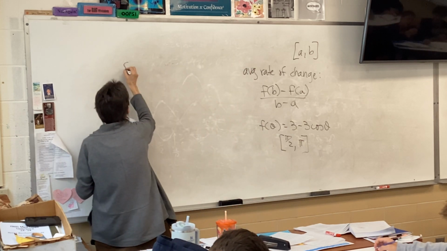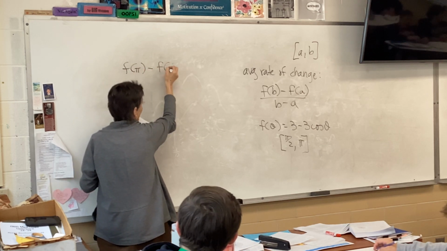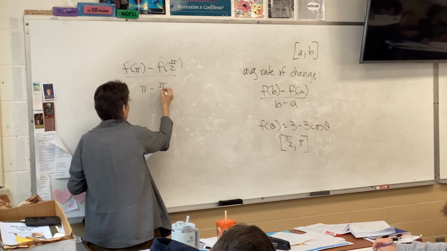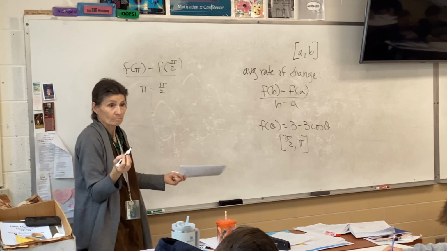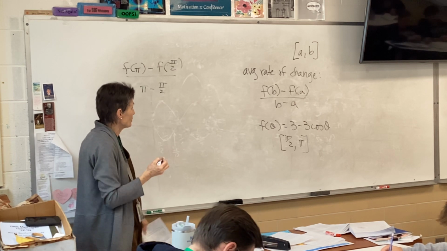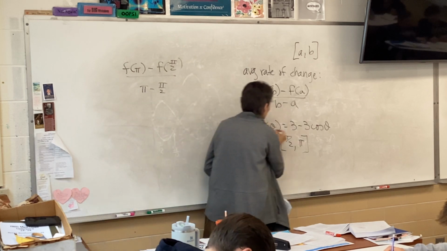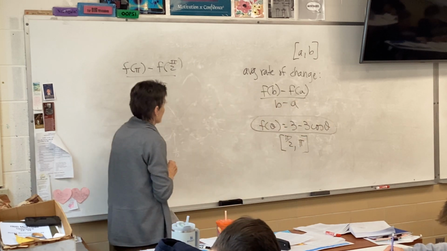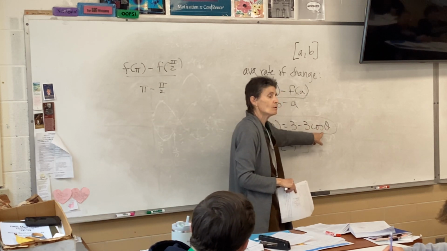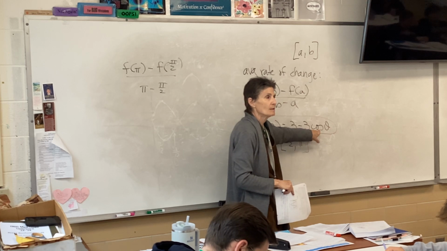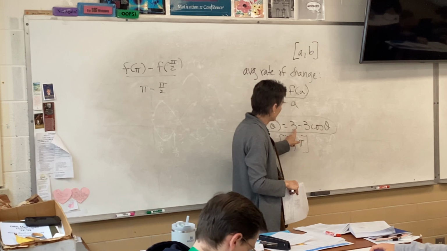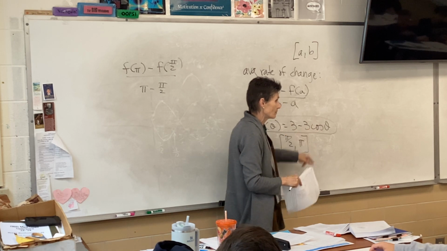So we'll take f of pi minus f of pi over 2, and divide it by pi minus pi over 2. Nothing new, just doing it with angles now, and sines and cosines. So here's your function. What happens if we put pi in there? What is the cosine of pi? Negative 1. So if that's negative 1, this would actually be 3 plus 3. So that's 6.